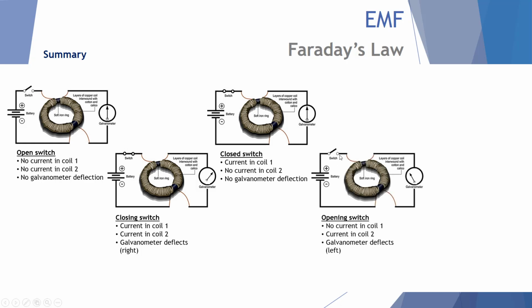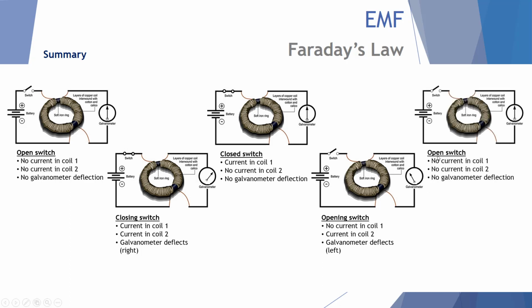When we first open a switch, when it's being opened, we find there's no current in coil 1. There is a current in coil 2 as the galvanometer deflects to the left. It's in the reverse direction to when it was being closed. And if we leave that switch permanently open, there's no current in coil 1 and no current detected in coil 2 as there's no galvanometer deflection. Let's look at this in a little bit more detail.